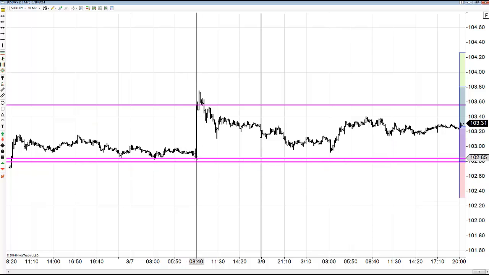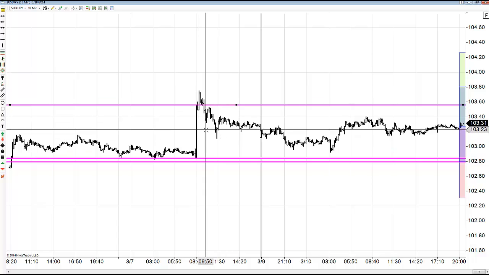I mean, see, right there, that was the news. And look exactly where the market went. Right to the magnet price. Okay? So it's about having that: what price is the market going to be pulled towards because the orders are there.